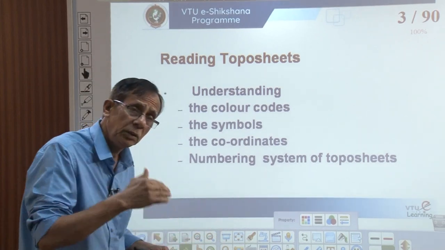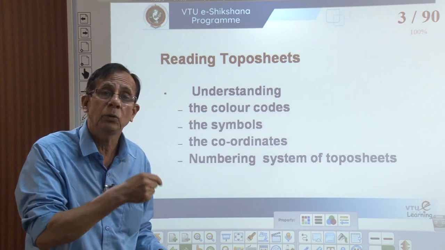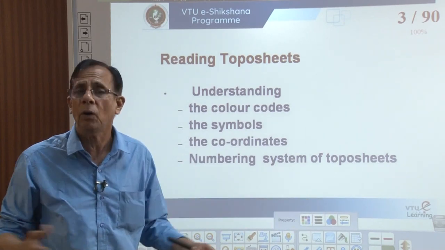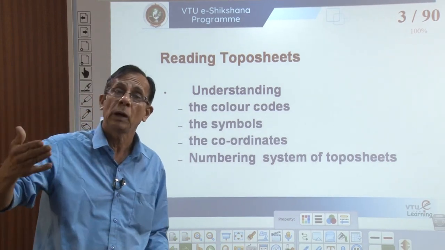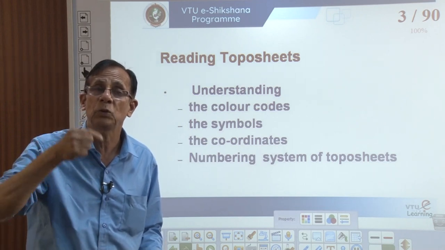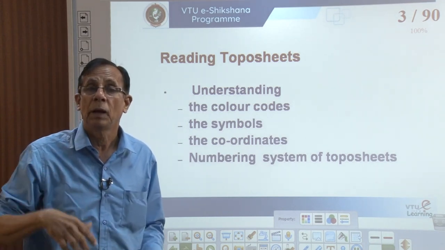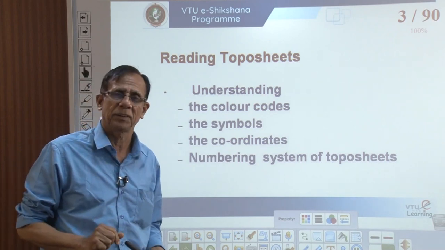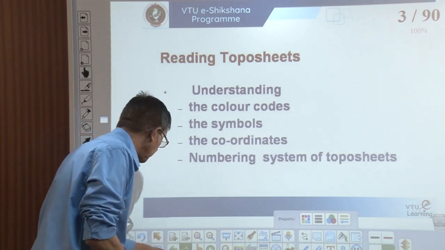Then the numbering system: each topo sheet has a number, for example 48J/9. What exactly does this mean? Unless I know it, for example, if I am interested in buying a topo sheet of my area, how do I order from the Geological Survey of India? It is a big national organization. Or if I want a topo sheet of some part of Germany, how do I get it? I must be able to specify that number, the coordinates, etc. This numbering system also follows a unique pattern associated with the scales. Therefore, if I know it, it becomes easy for me to procure the kind of data I need.